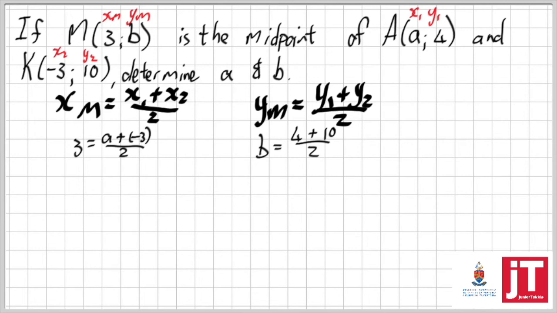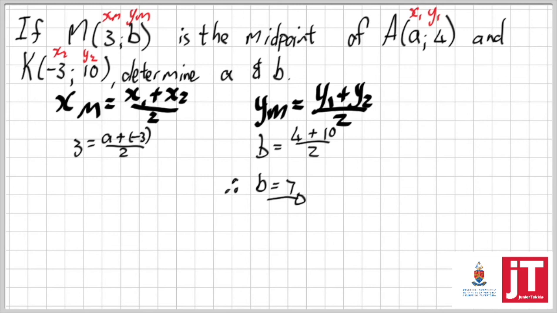Again, ladies and gents, please stop now by thinking that this is analytical geometry. What if it was normal algebra? How would I solve those two sets of equations? Well, I would start by going to B because it's the easy one. 4 plus 10 is 14 over 2. That gives me 7.